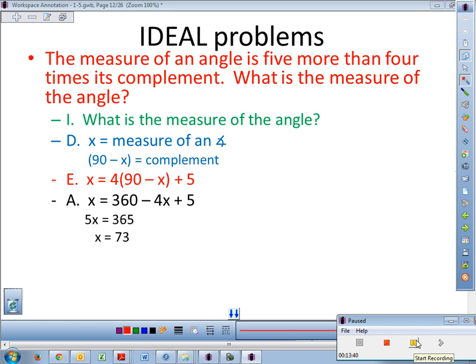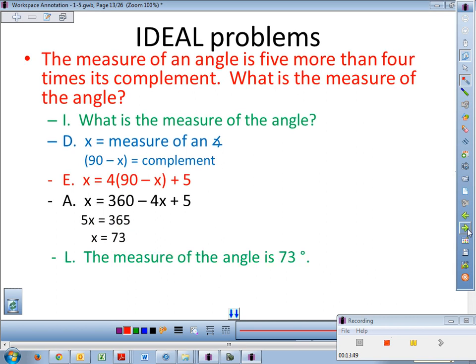All we've got to do now is label our answer in a complete sentence, meaning we've got to retranslate this back from math to English. What does this x stand for? The measure of the angle. What does this equal sign really translate to in English? Is. 73 degrees. The measure of the angle is 73 degrees.